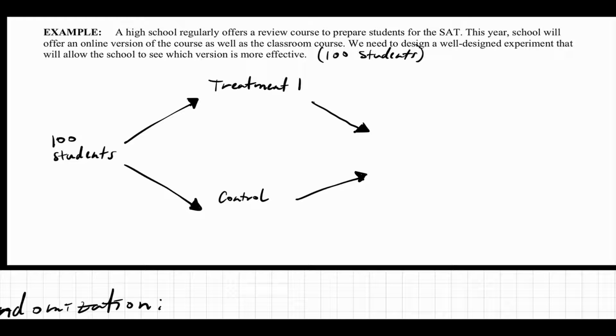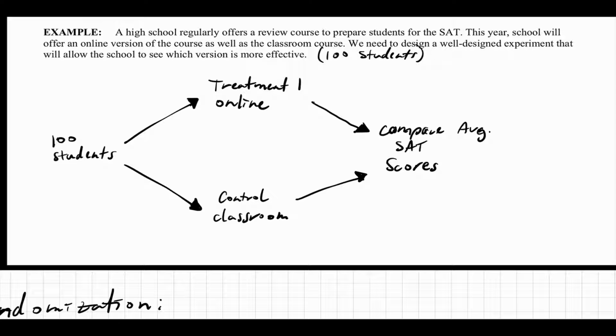Okay. So 100 students. We said 100 students. There's going to be a treatment group. The treatment group is going to be the online version. The control group will be the classroom version. All right. How are we going to measure? What's the response going to be? The variable: SAT scores. So we would say compare SAT scores. Or, probably better would be compare the average SAT score of one group versus the other. So that takes into account everybody. Okay.